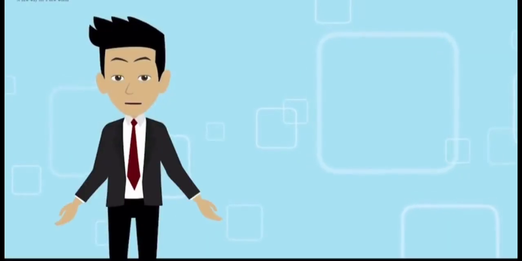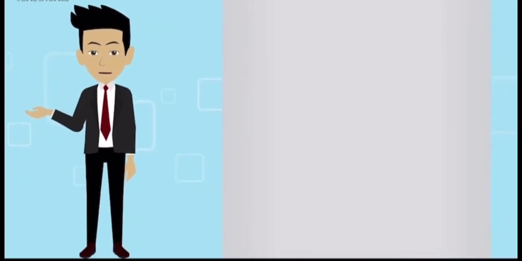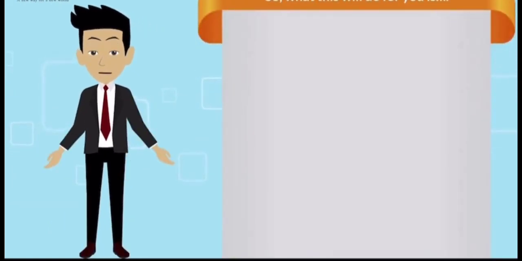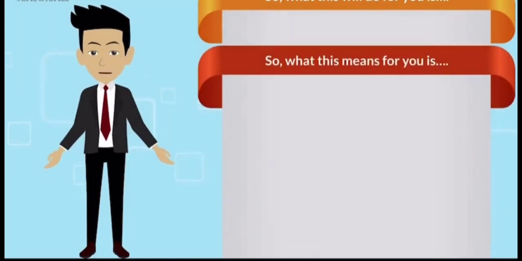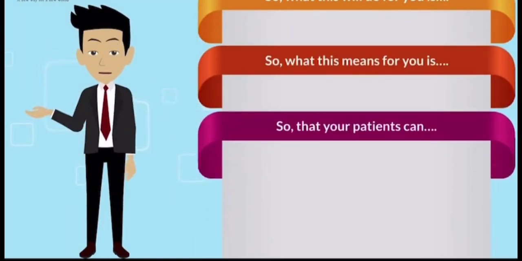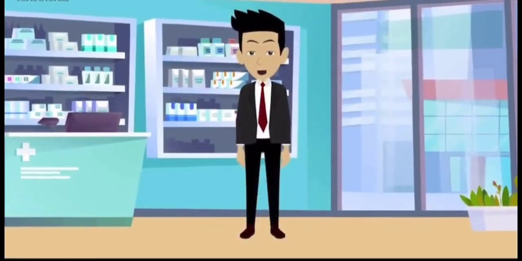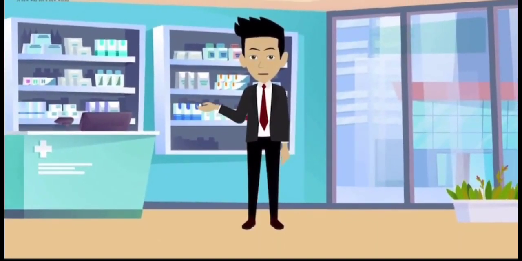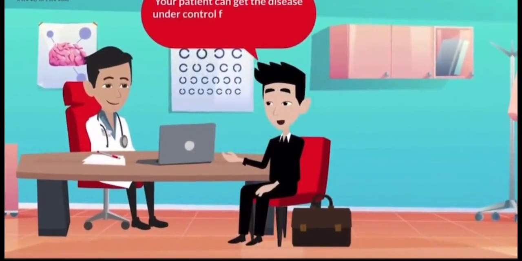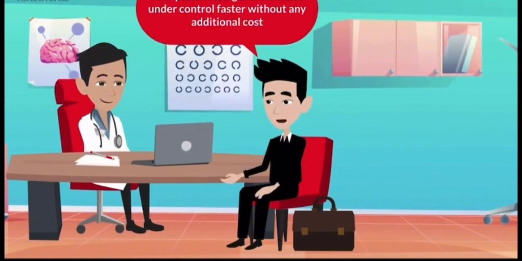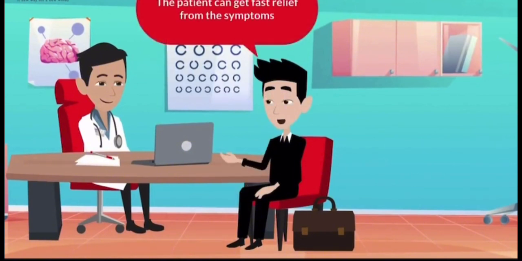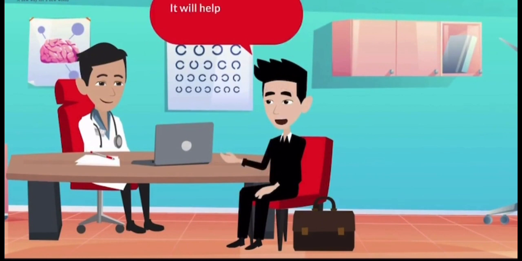To make this clear, remember to use link statements like, "so what this will do for you is," "so what this means for you is," "so that your patients can," "so that you can help your patients." Now that you know how to present the features, let us look at some examples of how to convey the benefits. Your patient can get the disease under control faster without any additional cost. The patient can get fast relief from the symptoms. It will help you improve patient compliance. It offers high safety with better efficacy.